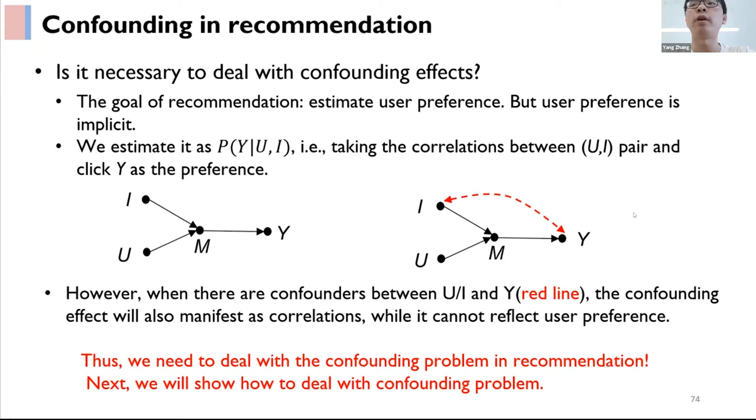However, if there is a confounder between the node I and the node Y, the confounding effect will also bring correlations between the UI pair and Y. These correlations are not generated by the user-item matching. Thus, this part of correlations cannot reflect user preference. So we need to deal with the confounding problem in recommendation. Next, I will first introduce how to deal with the observed confounding issue.